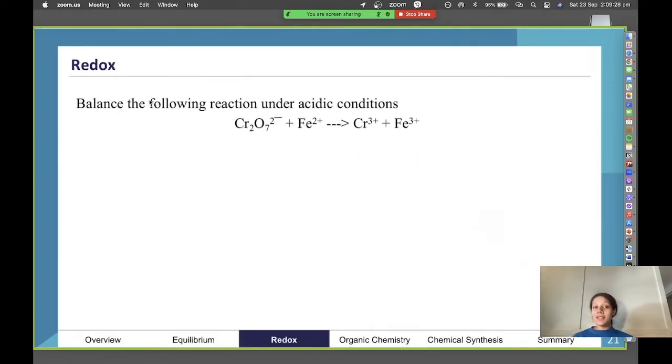Okay, so now I'm going to start looking at some redox questions. Again, anything related to equilibrium, acids, bases, any questions there, please put it into the chat, and we'll be able to respond and have a bit of a conversation about anything you're stuck on. We're going to have a look at some redox questions now. Have a go at balancing the following reaction under acidic conditions, and then I'll take you through the answers shortly. Have a go at least with the first couple of steps, and then we can step through it together.